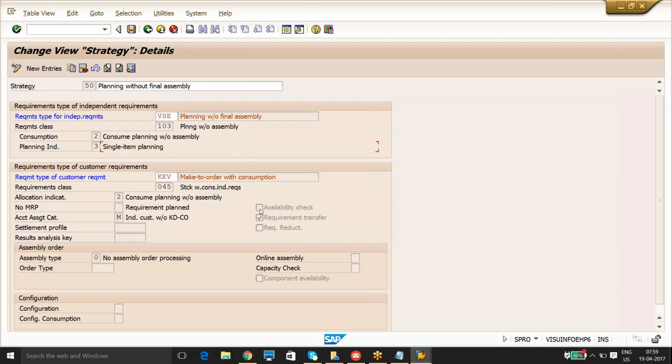And you see another check here, right? Availability check. Even if it is not checked, you will not see the availability of a particular material. Whether I have enough stock of these laptops or anything as such, the sufficient stock availability will not be checked if this availability check is not active. Excuse me. Let me go back to planning with final assembly, and then I will show you, because it is checked there, so that will help you to see it.